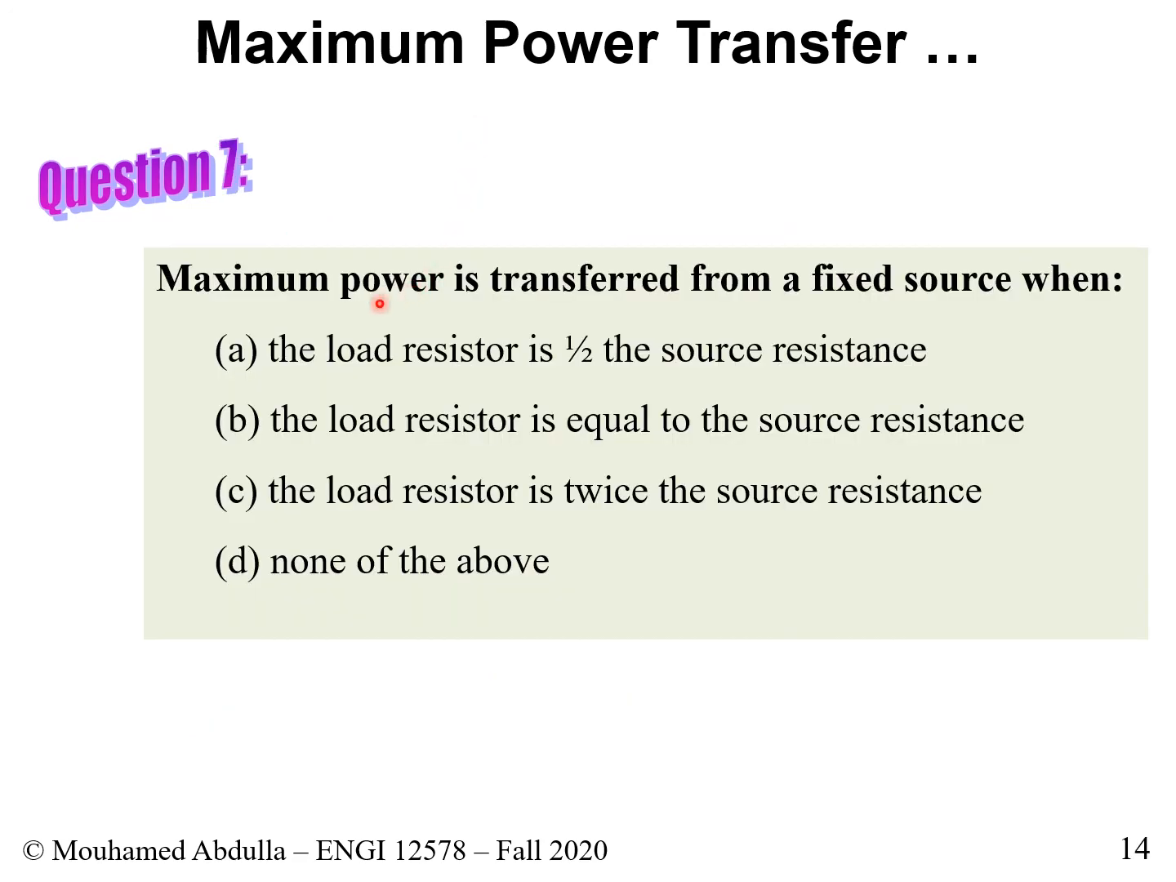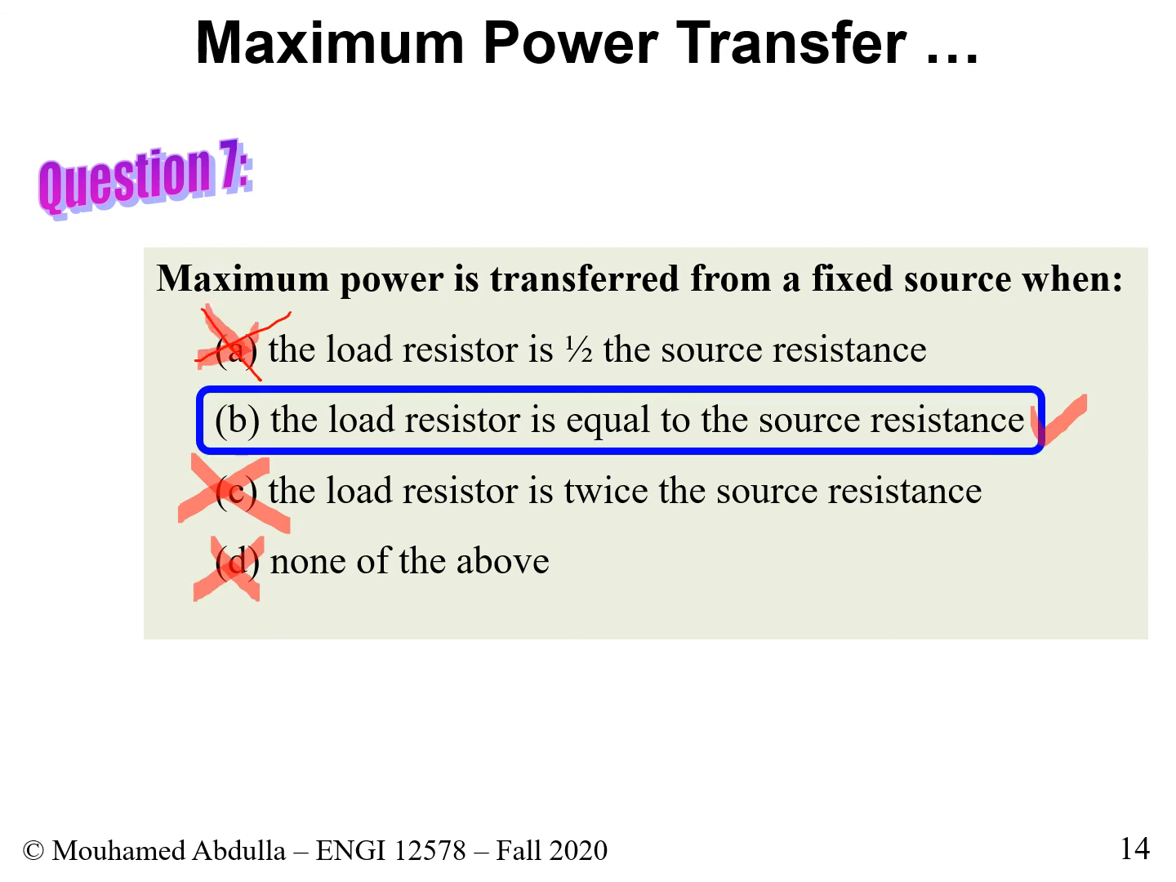Question 7, this is a multiple choice question. Maximum power is transferred from a fixed source when the load resistance is 1/2 the source resistance. This is not true, so this is wrong. The next one is when the load resistance is equal to the source resistance. This seems correct, but let's read the rest. When the load resistance is twice, that's not true as well. None of the above, that's also not true. So the answer should really be B. Let's verify. This is exactly it.